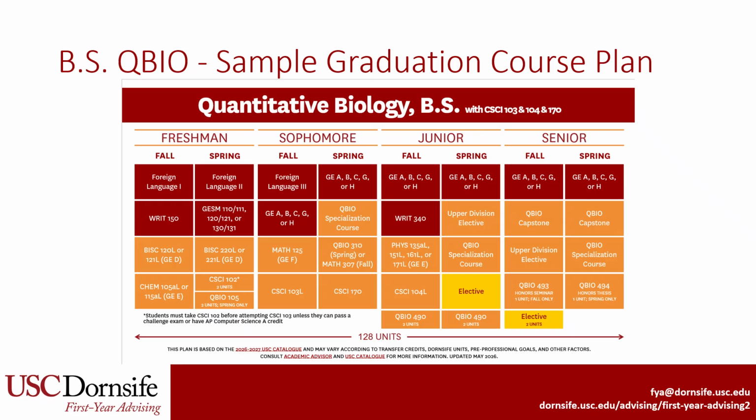This is just one example of how students could move through the major requirements over the course of 4 years. This plan shows the CSCI 103, 170, and 104 programming track. You'll see in red the USC core requirements, so foreign language, writing, and general education courses. In orange are the major requirements, and in yellow are the degree electives or the courses that students take in order to meet the 128 total units needed to graduate from USC.